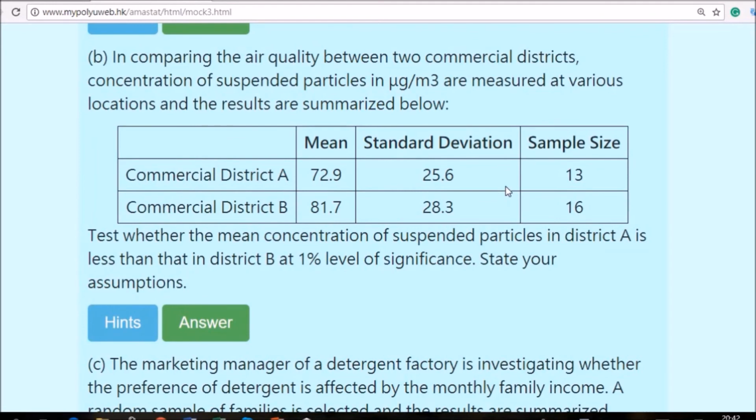Hi, I'm Sarah. I'm going to talk about question 5b. In question 5b, we're given two sets of data, which are the concentration of suspended particles in Commercial District A and Commercial District B. And we are asked to test whether the mean concentration of suspended particles in District A is less than that in District B at 1% level of significance.